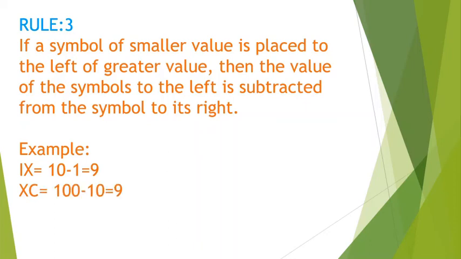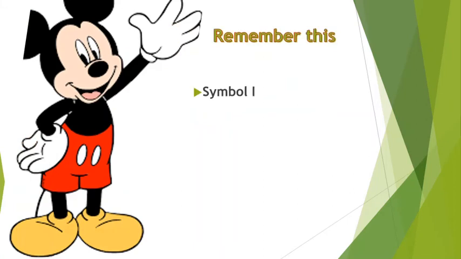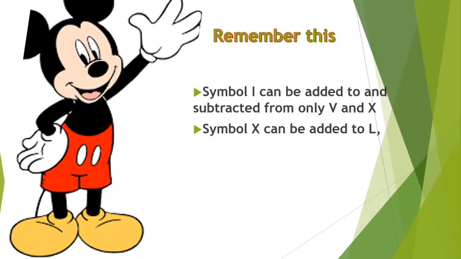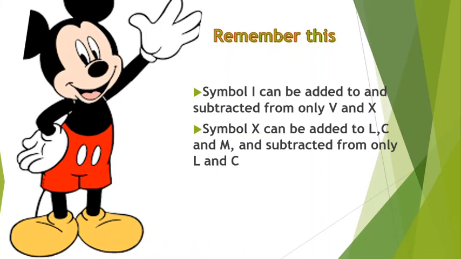Remember this! Symbol I can be added to and subtracted only from V and X. Symbol X can be added to L, C and M and subtracted only from L and C. Symbol C can be added to and subtracted only from D and M.